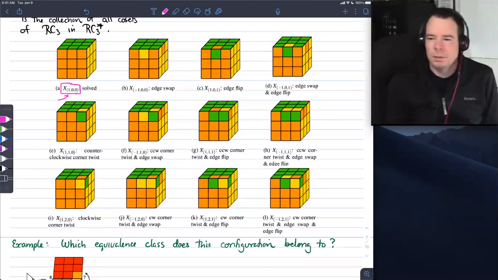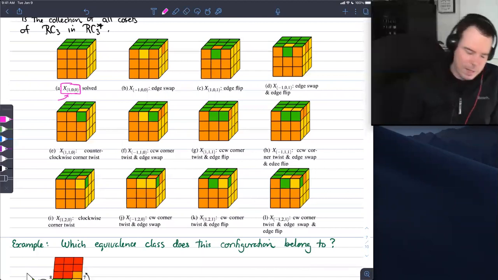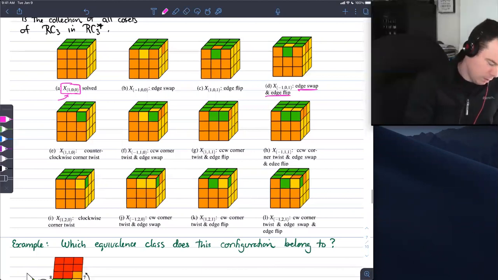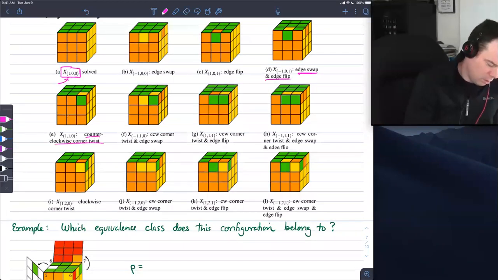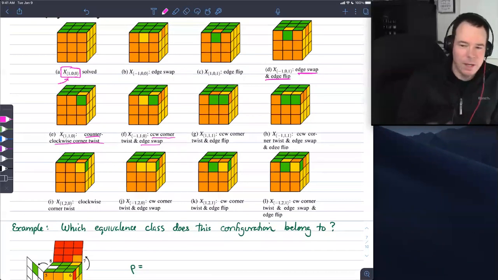And then we can just keep going along. I could have the case where we got a single edge flip. That would be denoted by 1, 0, 1. 1 because the permutations are the same, 0 because the orientation of the corners is good, but 1 because the orientation of the edges is out. There's one flip. And similarly, the next one is where we've got an edge swap and an edge flip. Or we could have a single corner twist, which is in the counterclockwise direction. Or we could have a counterclockwise corner twist and an edge swap that has happened. And you just run along the list.